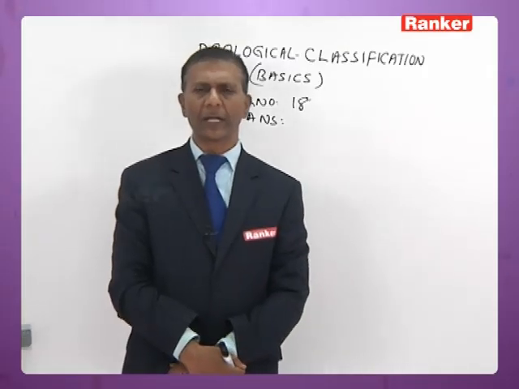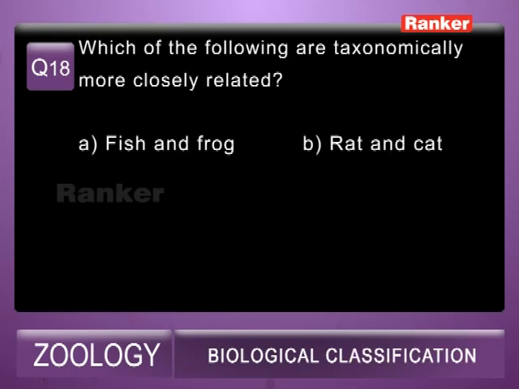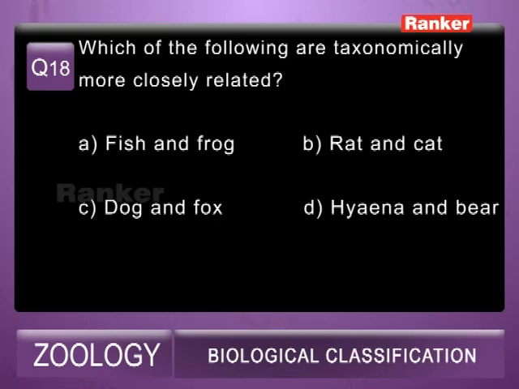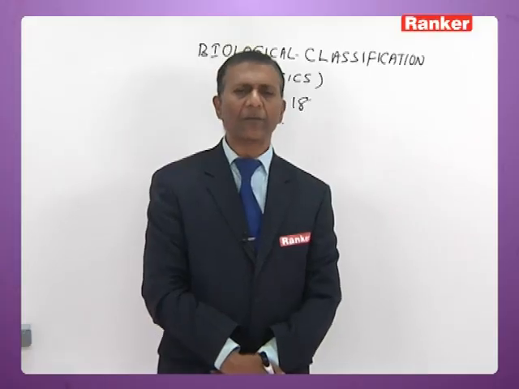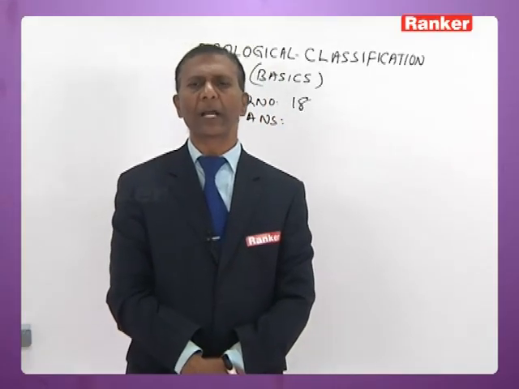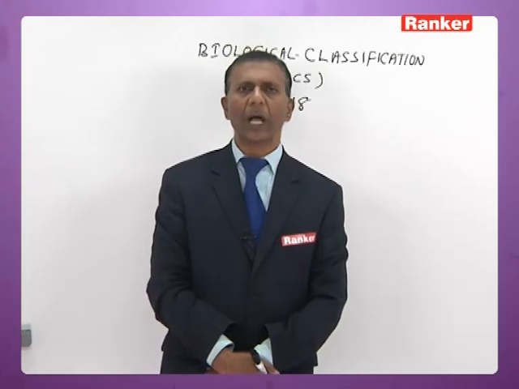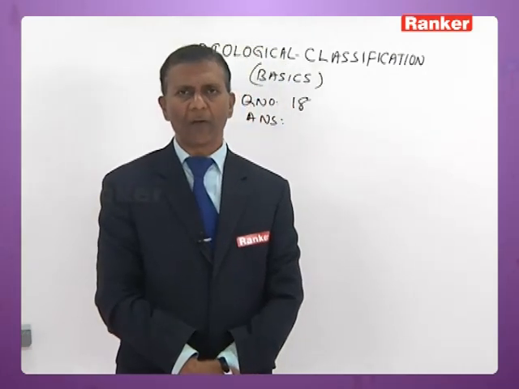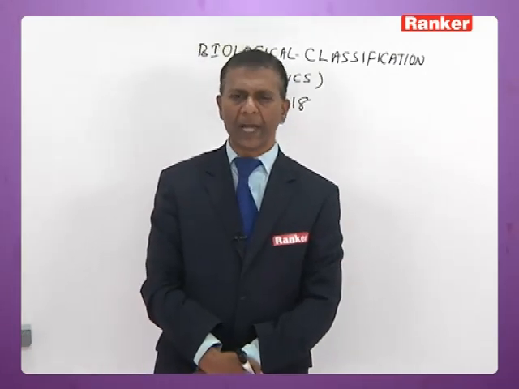Now 18th question. Question number 18. Which of the following are taxonomically more closely related? A. Fish and frog. B. Rat and cat. C. Dog and fox. D. Hyena and bear. Now fish and frog both belong to two different classes. Fish belongs to either Chondrichthyes or Osteichthyes. Frog belongs to Amphibia. So distantly related.